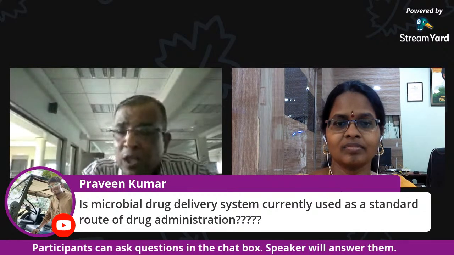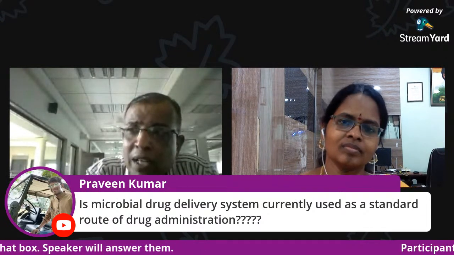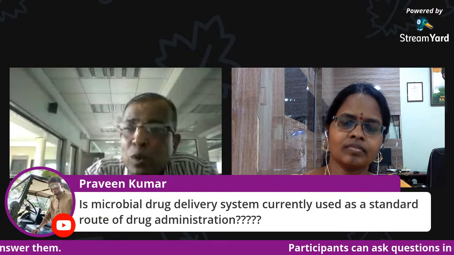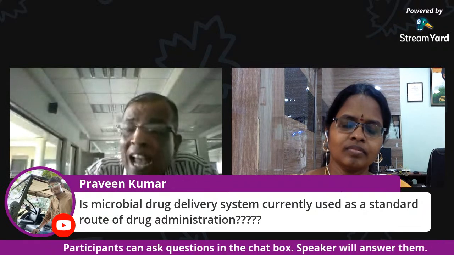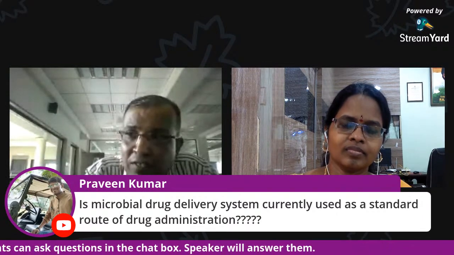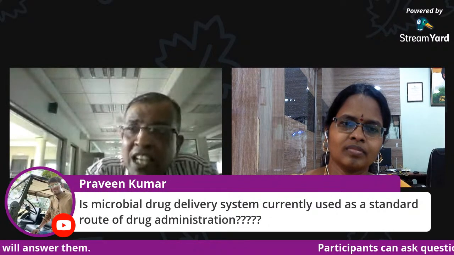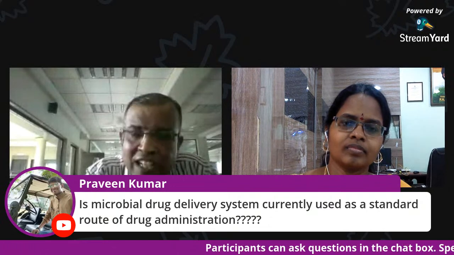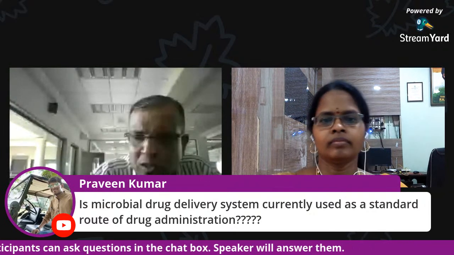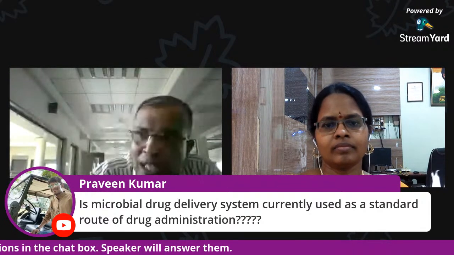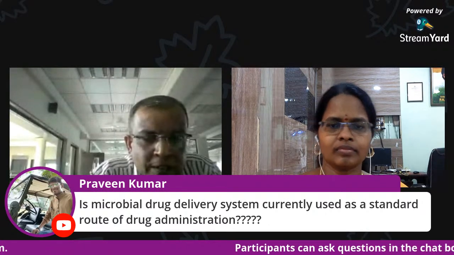Even though this bacterial drug delivery system started at most probably 10 years back, new and newer challenges are coming, especially drug delivery system, cost, and the resistance. So still we have not achieved positive results in any of the clinical studies. There is a lot of research to be done, because it is a completely new area to pharmaceutical scientists all over the globe.